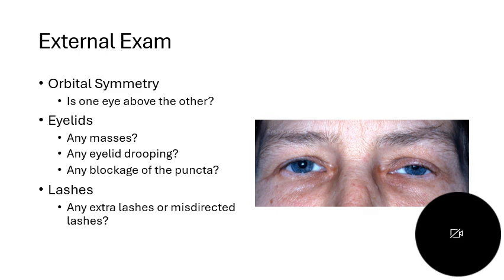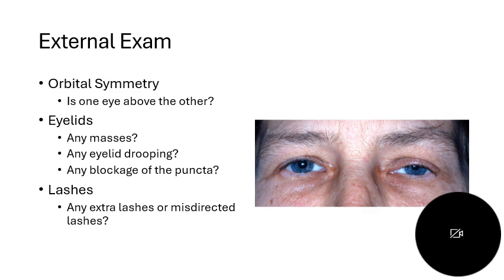Now let's get to the anatomic exam of the eye. First is the external exam. You are looking for three main things. Orbital symmetry. Is one eye above the other, or are the two eyes aligned horizontally? If one eye is below, that means there might be a mass or a tumor pushing on it.